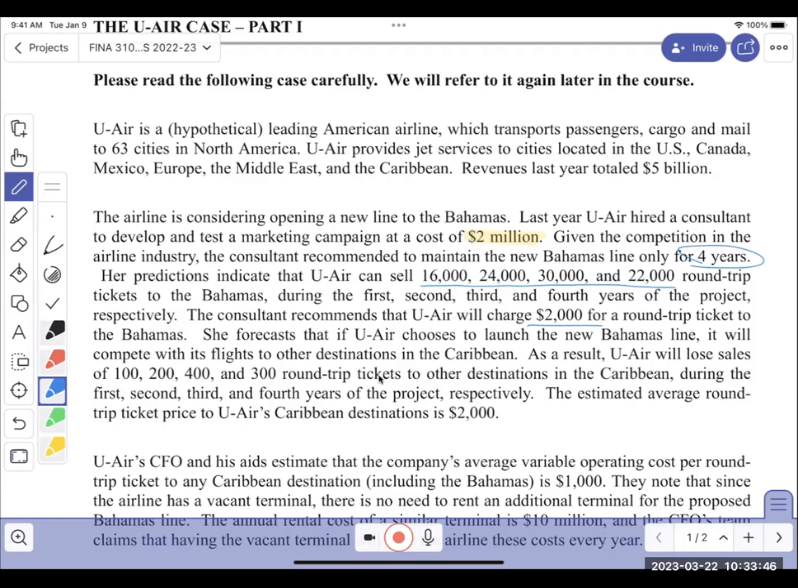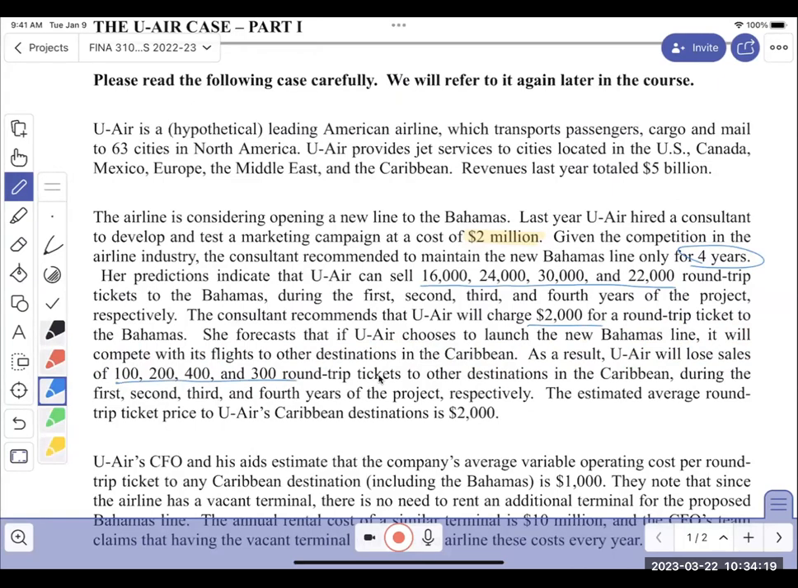Comments, no comments. All right. So I'm going to keep going because I need you guys to speak up. Round trip ticket to the Bahamas. She forecasts that if UAir chooses to launch the New Bahamas line, it will compete with its flights to other destinations in the Caribbean. As a result, UAir will lose sales. These are the lost sales. Are these incremental cash flows?